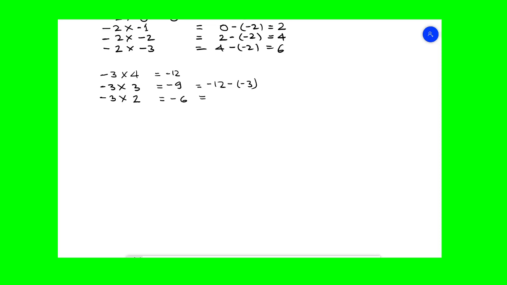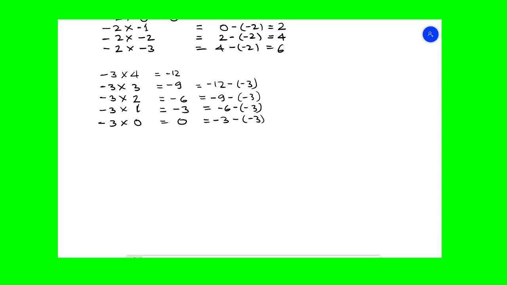What our previous figure was? Minus 9. So minus 9 minus minus 3. Then minus 3 multiplied by 1. This is equal to minus 3. The previous figure is minus 6. Minus 6 minus minus 3. Then minus 3 multiplied by 0 gives us 0. The previous figure is minus 3. So minus 3 minus minus 3, which is 0.